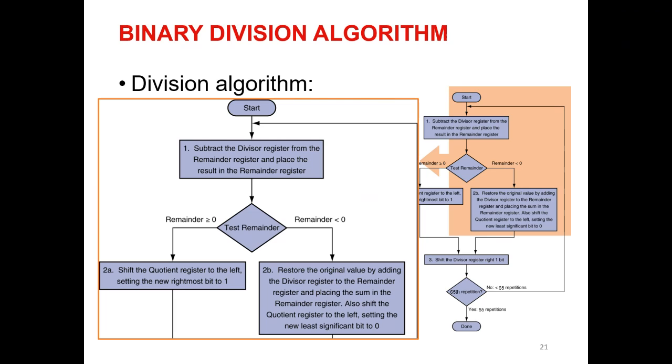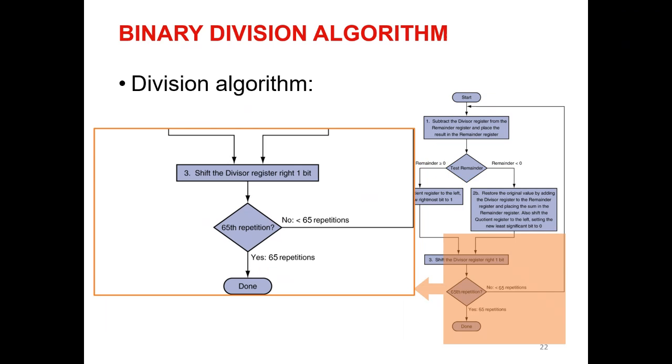So let's go for the easy part. If the remainder is positive, then we just shift the quotient to the left and set the rightmost bit of the quotient to 1. If the remainder is negative, we need to undo this operation. So we need to add the divisor that we have subtracted here, in order to restore the remainder. And after doing that, we set the rightmost bit of the quotient to 0, and then we continue with the next part of the algorithm.